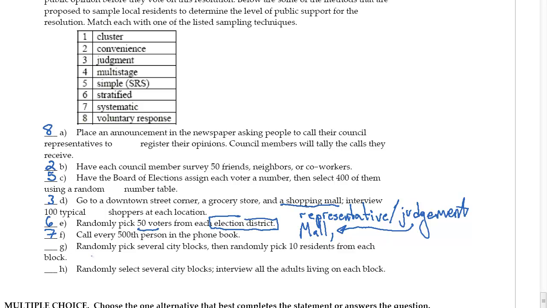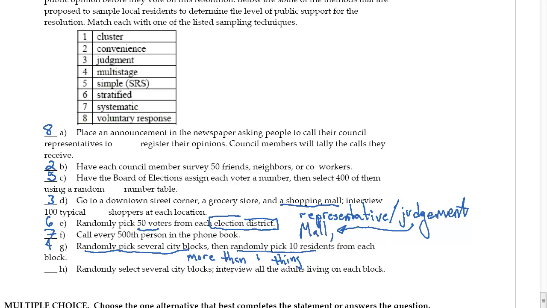Randomly pick several city blocks, then randomly pick 10 residents from each block. So I've randomly picked blocks, and then I've randomly picked residents. It sounds like I've done more than one thing. So if I've done more than one thing to randomly assign, that must be multi-stage. It cannot be a cluster sample. Even though I've picked city blocks, I haven't done census. So if I haven't done census, it's got to be multi-stage.